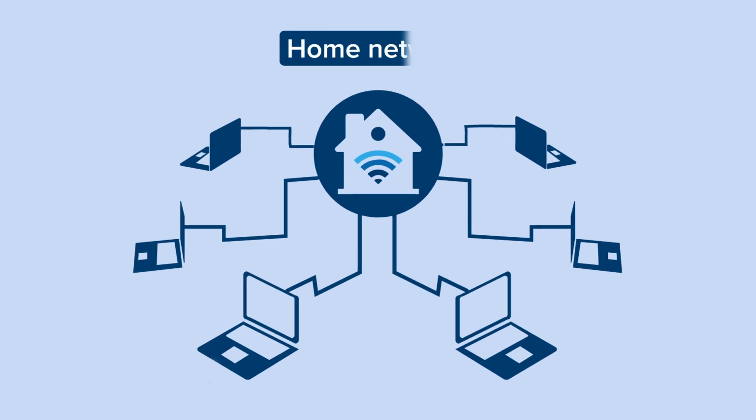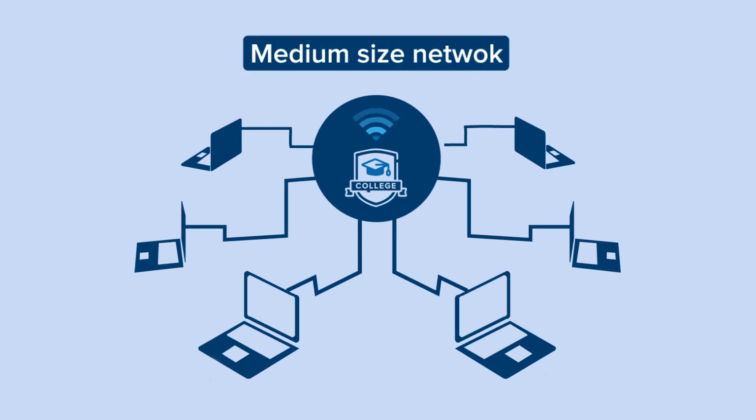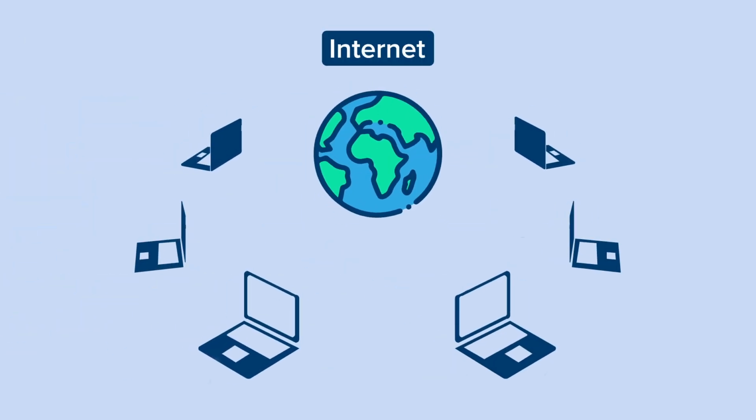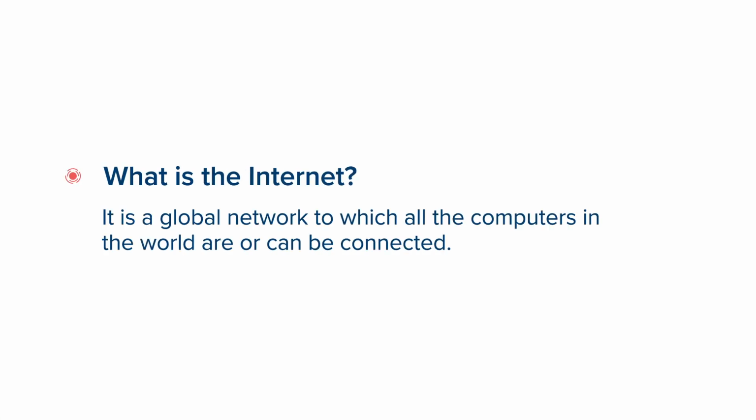For example, you can have a small home network to which all computers at your home are connected. Similarly, you can have a medium-sized network covering your entire college campus to which all the computers on the campus are connected. And then we have the biggest network, which is spread globally with billions of devices connected to it. It's called the internet. The internet is a global network to which all the computers in the world are or can be connected.